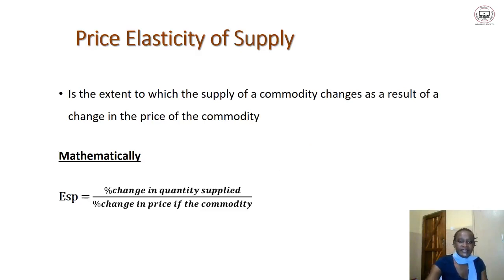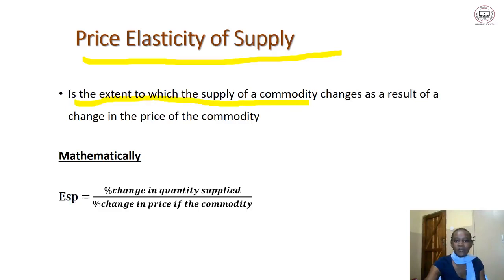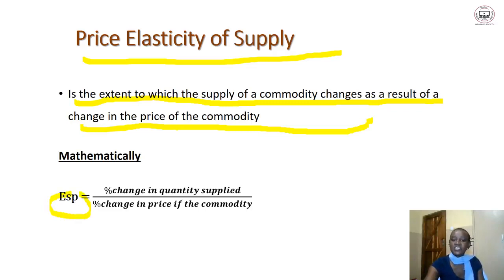The next is price elasticity of supply. Price elasticity of supply is the extent to which the supply of a commodity changes as a result of a change in the price of the commodity. Mathematically, price elasticity of supply is equal to percentage change in quantity supplied divided by percentage change in price of the commodity.